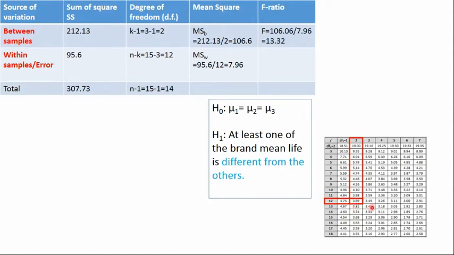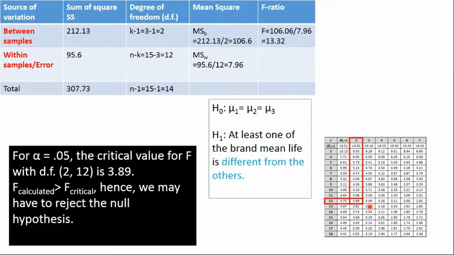I find the value here, 3.89. The table value is 3.89 with degrees of freedom 2 and 12, and level of significance 0.05. Our calculated value 13.32 is greater than 3.89. If our calculated value is more than the table value, in this case our null hypothesis is rejected. We have rejected the null hypothesis, which means there is a significant difference between the three brands.